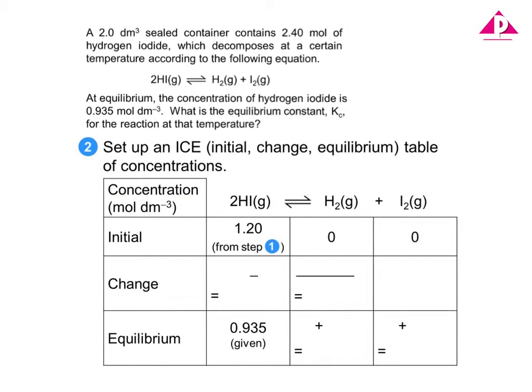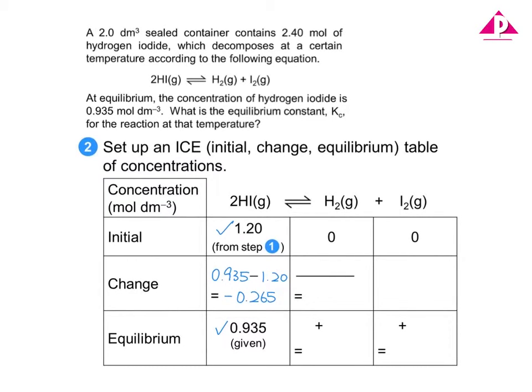Then set up an ICE table of concentrations. Work out the initial, change, and equilibrium concentrations of each reactant and product. From the initial and equilibrium concentrations of hydrogen iodide, we can find the concentration change of hydrogen iodide by subtracting 1.20 from 0.935. We get minus 0.265 moles per dm cube.